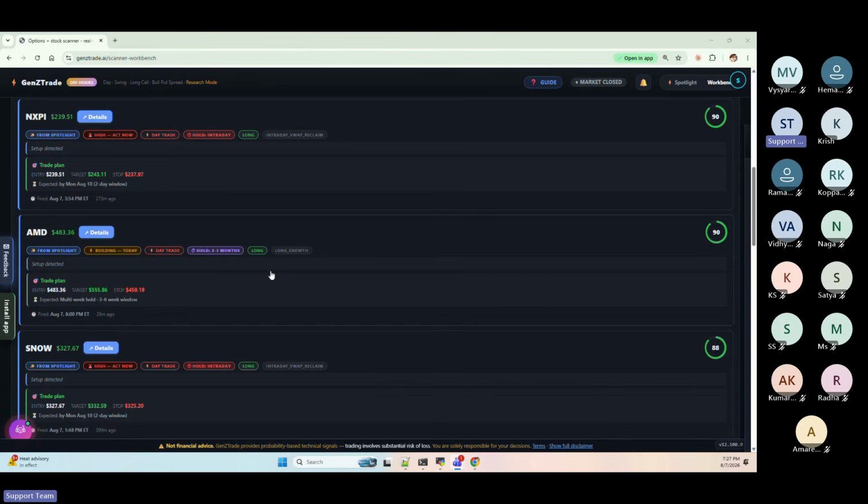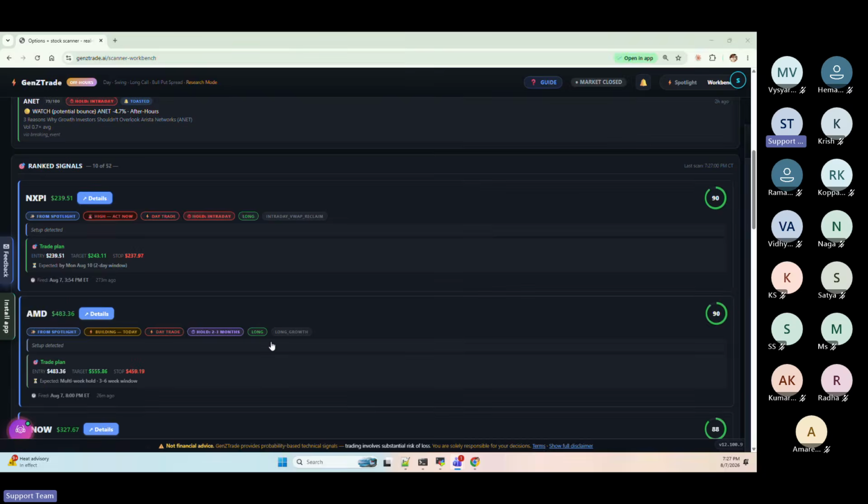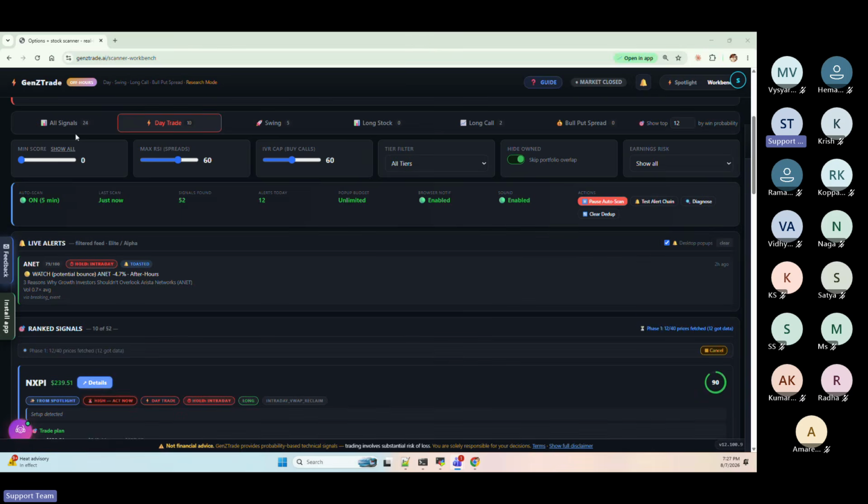Okay. So this is like AMD. This is like Snow, right? 327 to 332 is the target. The TXN, so something like that. That's for your workbench.